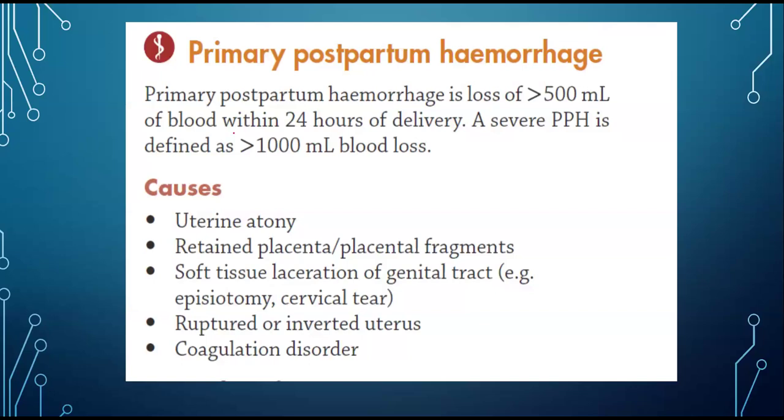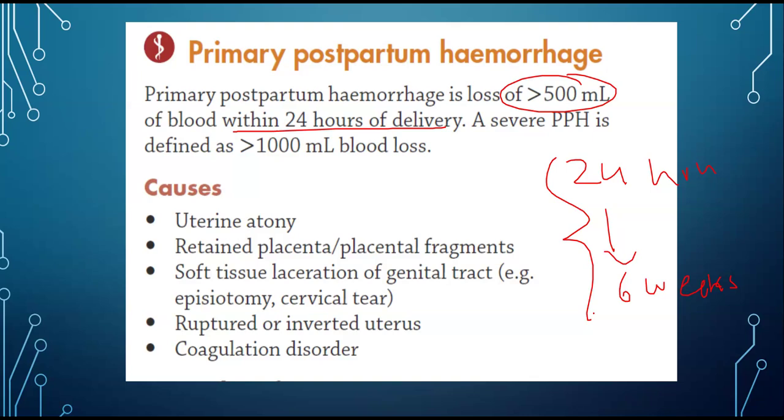So primary PPH is if a patient had more than 500 ml of blood loss within 24 hours of delivery. From the onset of delivery up to 24 hours, if there is bleeding of more than 500 ml, that's primary PPH. After 24 hours of delivery, up to 6 weeks postpartum, if there is bleeding, that's secondary PPH. So what is the most common cause of primary PPH?